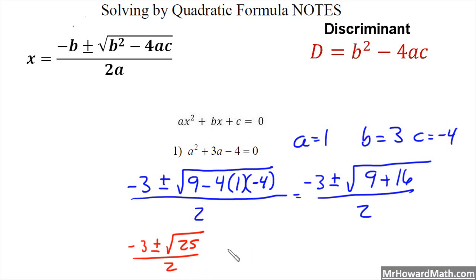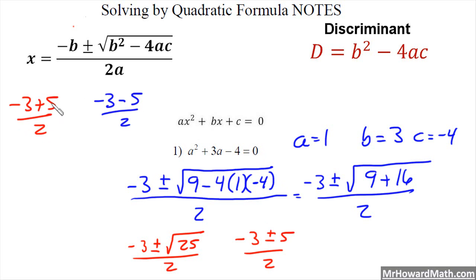The square root of 25 is 5, so in the next step we'll have negative 3 plus or minus 5 all over 2. So this is where our two solutions are coming from. One solution is going to be negative 3 plus 5 all divided by 2. The other solution is going to be negative 3 subtract 5 all over 2.